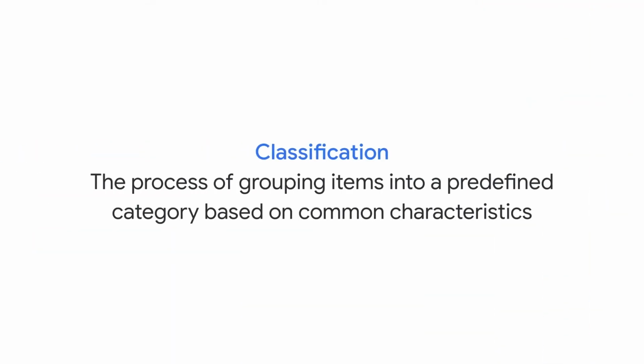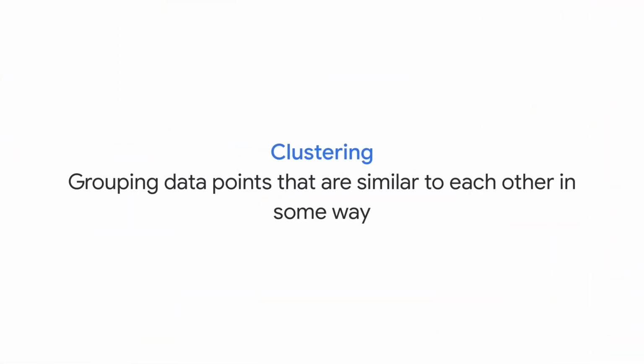Okay, now let's check out some common types of models you can create with machine learning. First is a classification model. You may train a classification model to classify items or group items into a predefined category based on common characteristics. This could be as simple as determining whether something is a mammal or a reptile, or as complex as determining whether a new product is likely or unlikely to sell. Next is a clustering model, which involves grouping data points that are similar to each other in some way. In this instance, machine learning will decide how to group items together based on similarities determined by the model. For example, you may try to determine what geographic area has customers that are the most likely to purchase products.